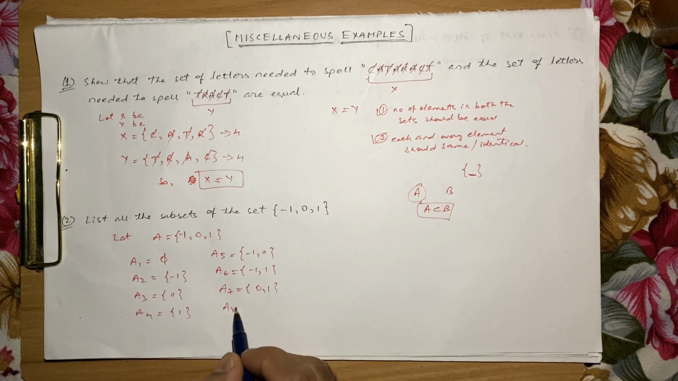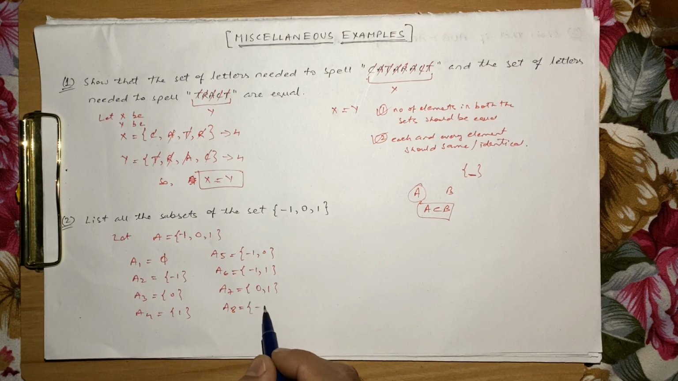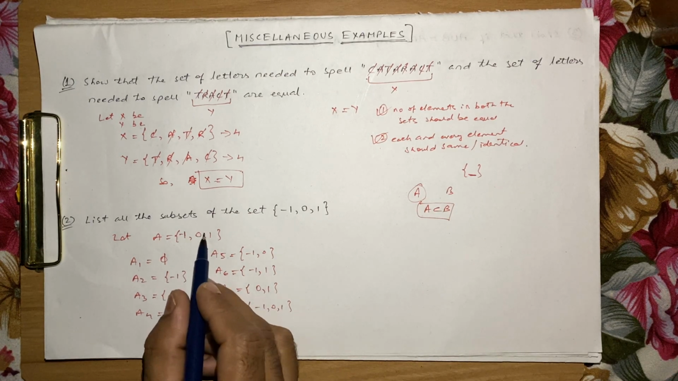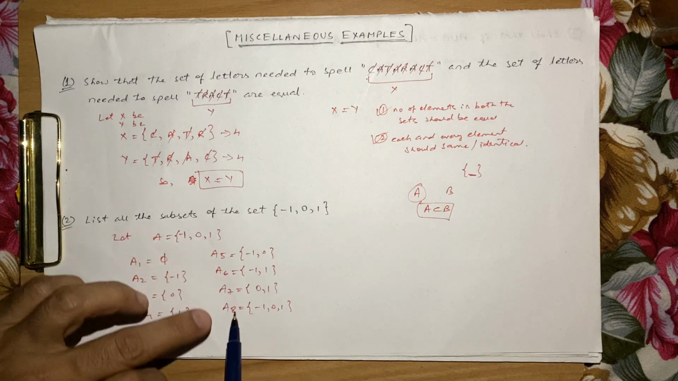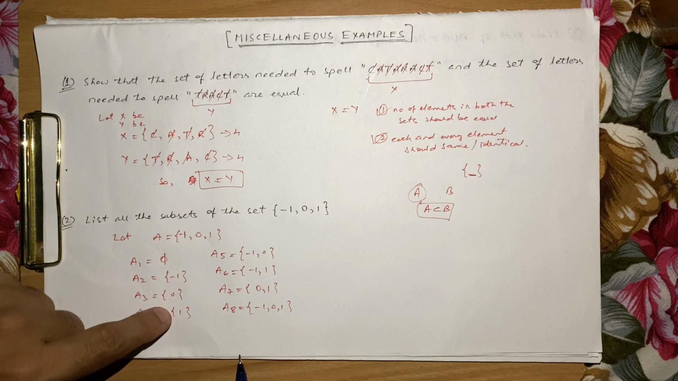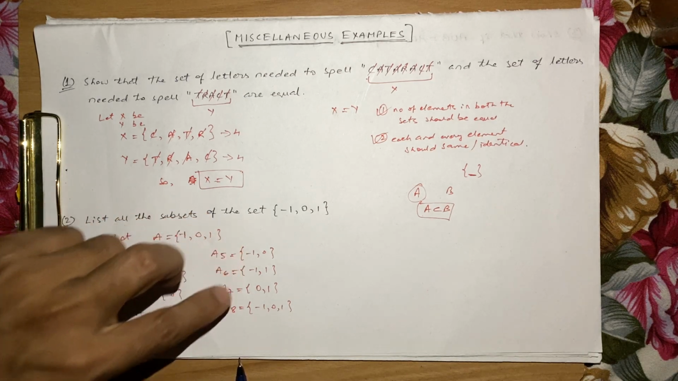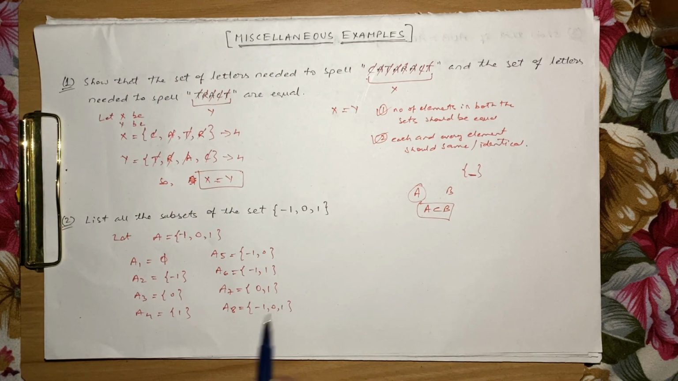Now let's take three elements at a time, because this set has a maximum of three elements. So -1, 0 and 1. Now if you see here, A8 is a set that has three elements in it, and all the elements present in the set A8 are present in the set A. So A8 is also a subset of A, and no more. So I have listed out all the subsets. I started with the null set, then I took one element at a time and formed the subsets, then I took two elements at a time and formed the subsets, and finally I took all three elements together and formed the subset.